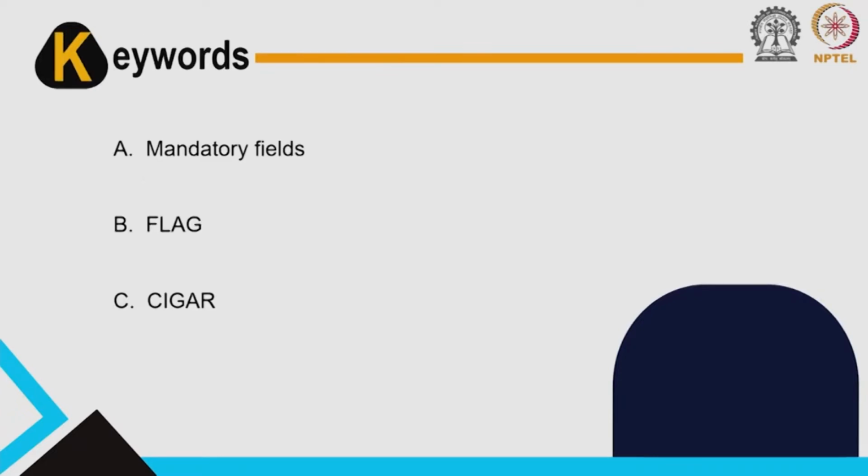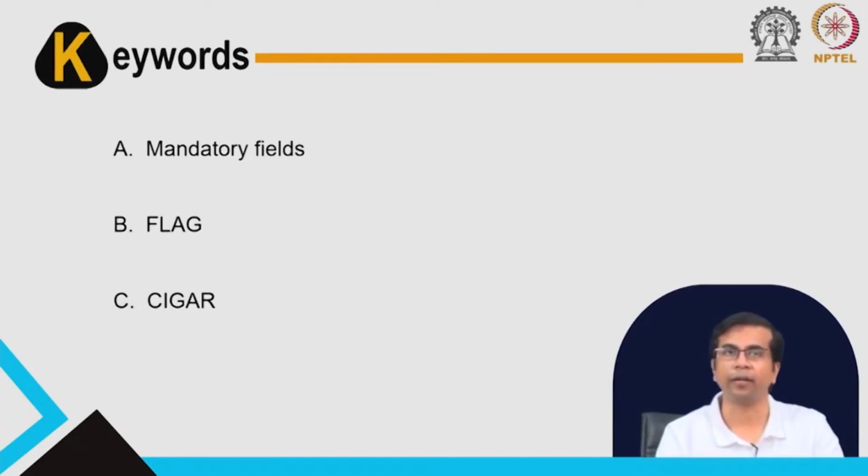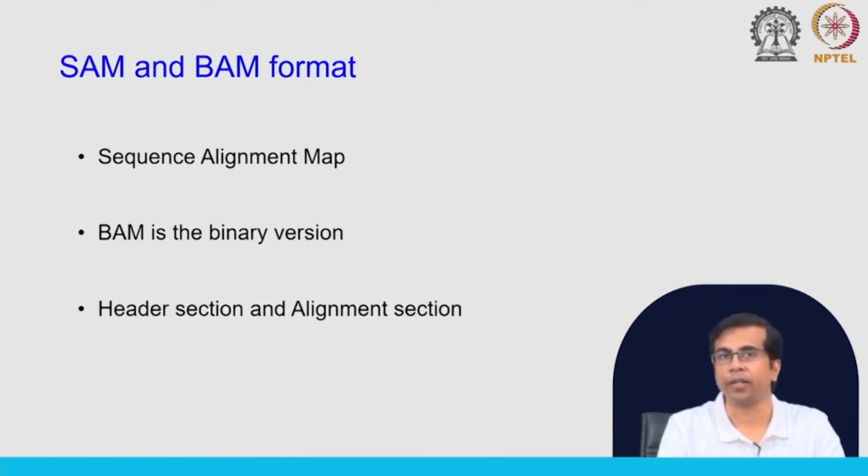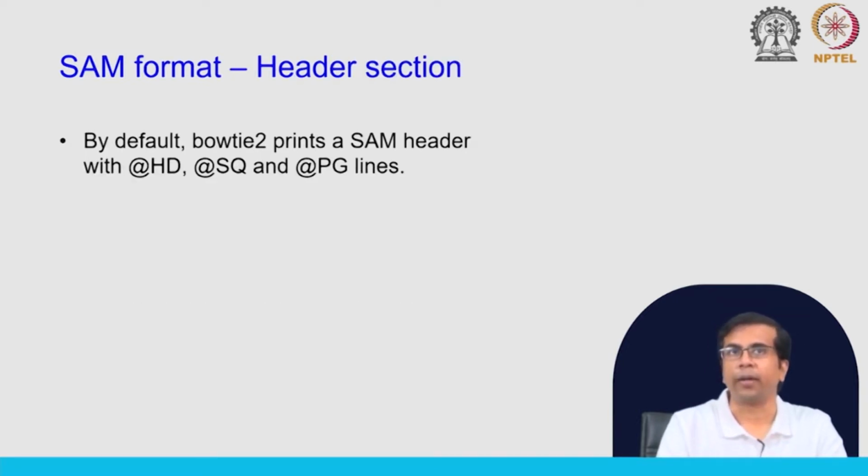These are the keywords that we will come across: mandatory fields, flag and CIGAR. Just to summarize what we have seen: SAM stands for Sequence Alignment Map, and BAM is the binary version of that file. This is the machine readable file, and there are two sections, header section and alignment section. By default Bowtie2 will print the SAM header with @HD, @SQ and @PG. This information will be there in the header section.